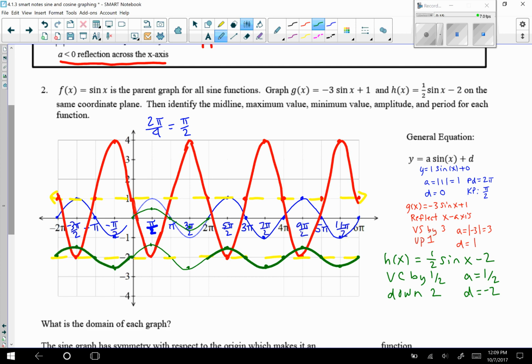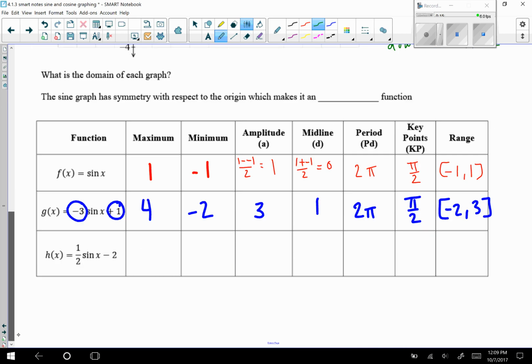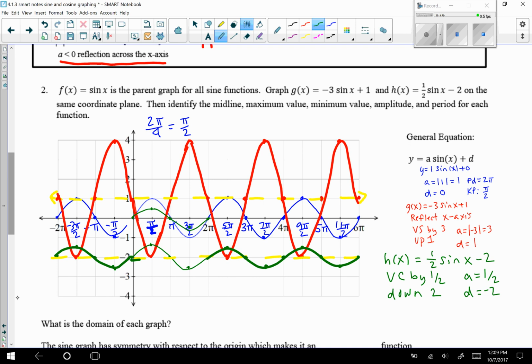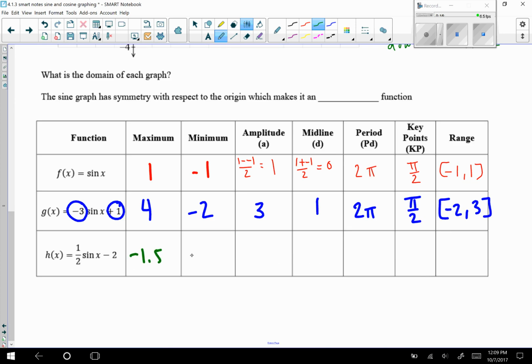And so now I have my h of x graph, and so I can see my maximum is at -1.5, my minimum's at -2.5. So -1.5, -2.5, and then our amplitude, of course, we know is the a value, so 1/2. And then this is my midline at -2, or again, I can use those formulas, 2 pi, pi over 2, and now we have the range from -2.5, which is -5/2, to -1.5, which is -3/2.